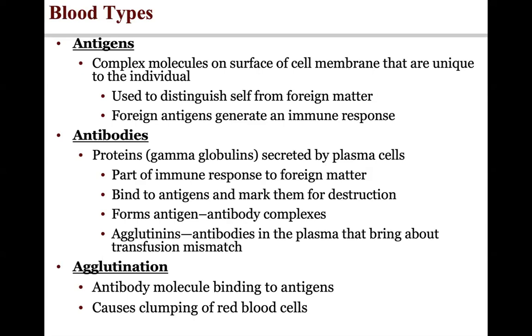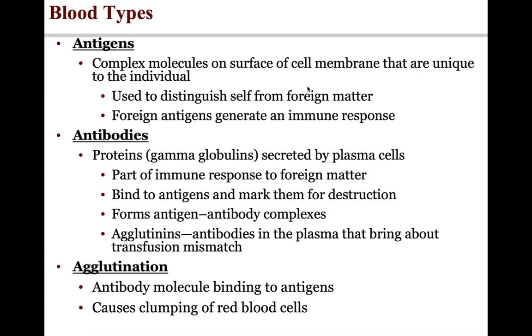Antibodies are present in the blood plasma. If you remember, blood consists of two parts. Number one is formed elements, which are the red blood cells, white blood cells, and platelets. Here we are just talking about red blood cells. And then there is plasma, and the plasma has these antibodies, which are basically globulin molecules. They are part of the immune system's response to foreign matter. Whenever there is a foreign antigen present, they go and attack it.